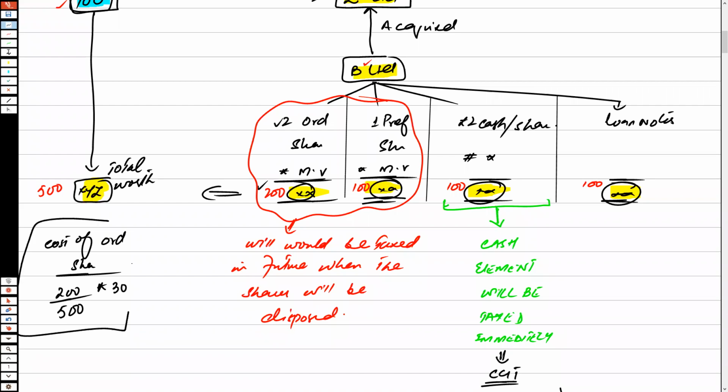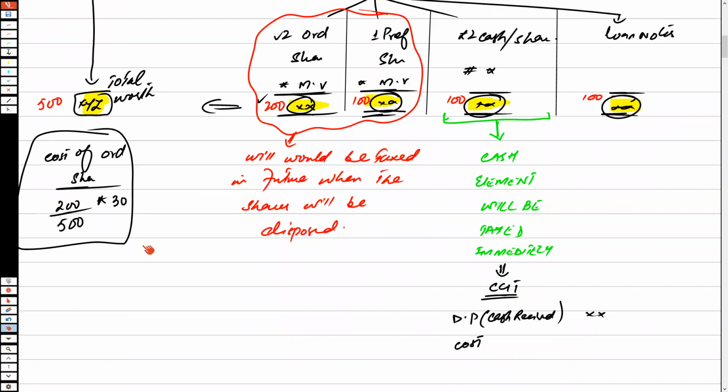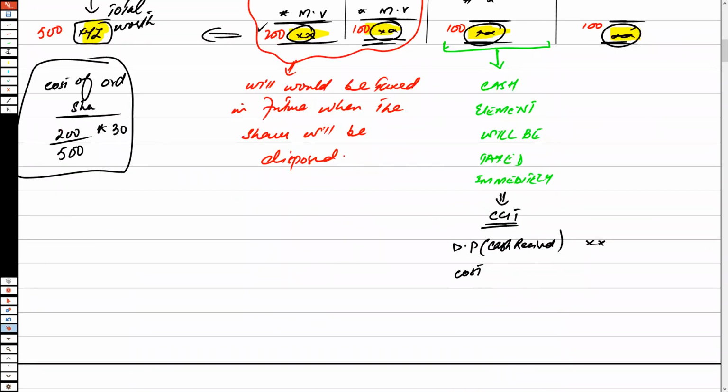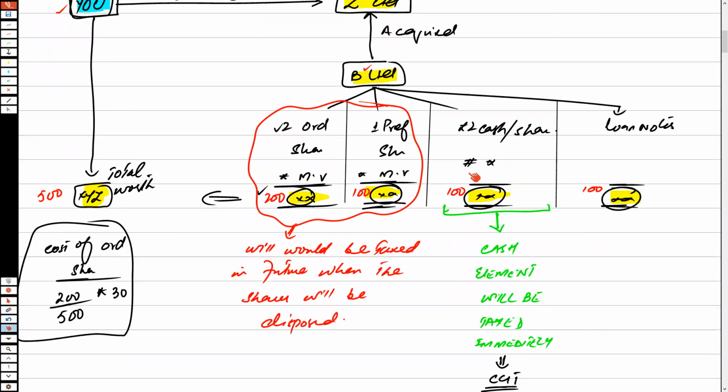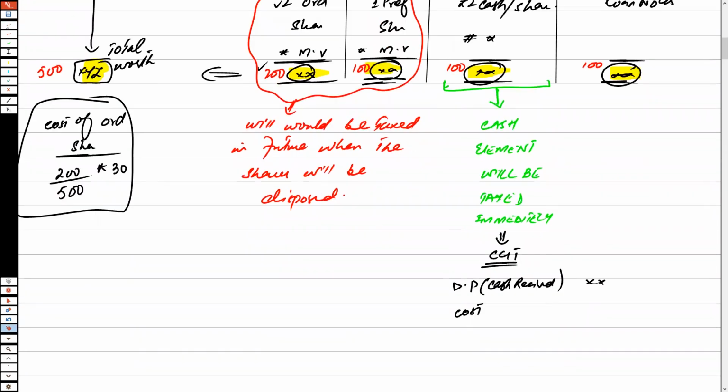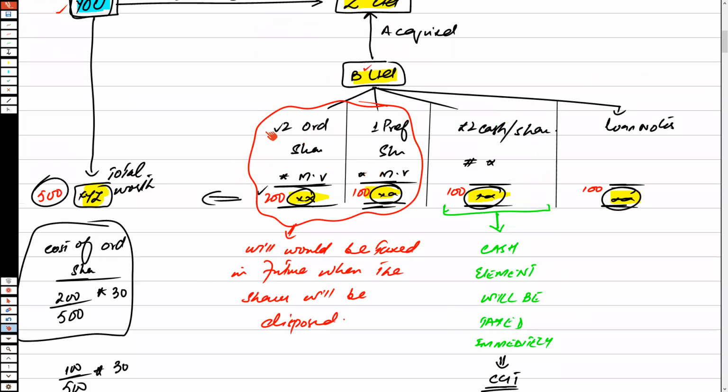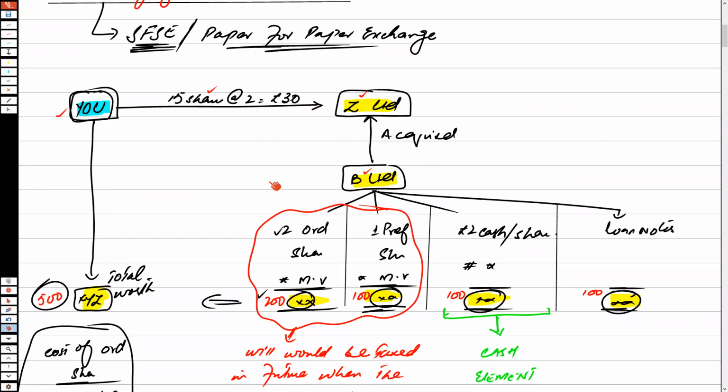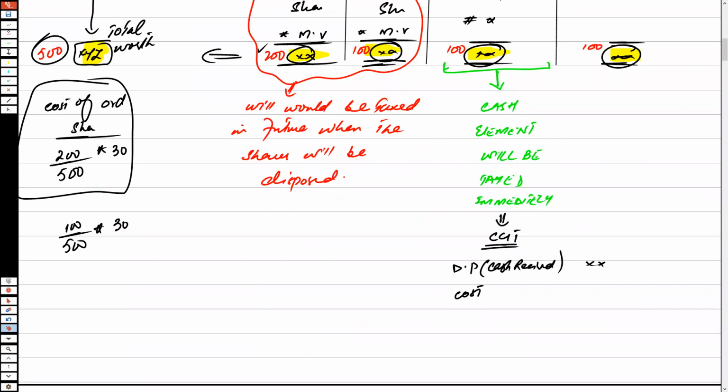Same as you have found the cost of the ordinary shares, the cash element cost would be calculated in the same manner. You will be taking the cash element value, which is 100 in this situation, divided by the total worth, which we assume is 500, multiplied by the original cost. You invested originally, let's say, 30, as you purchased 15 shares at 2 each. So the actual investment is 30. By having this formula, a cost will be calculated.